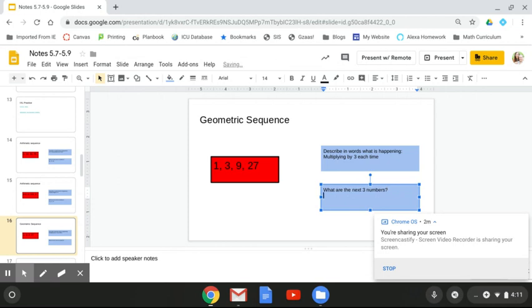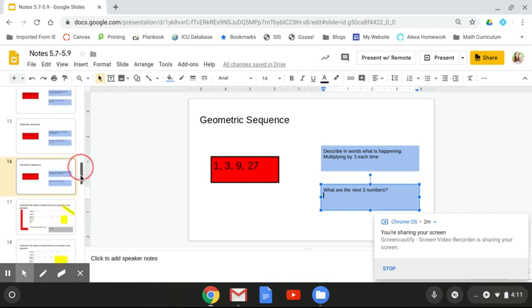What would the next three numbers be? That's what I want you to figure out. So you would do 27 times 3, and then that number times 3, and then that number times 3. So you will fill in slide 16.